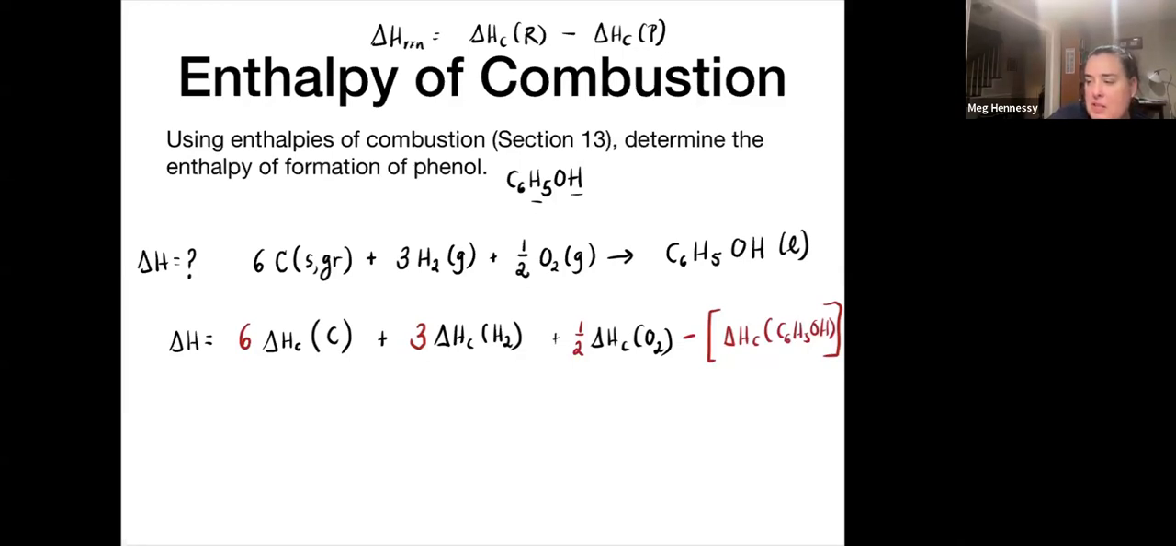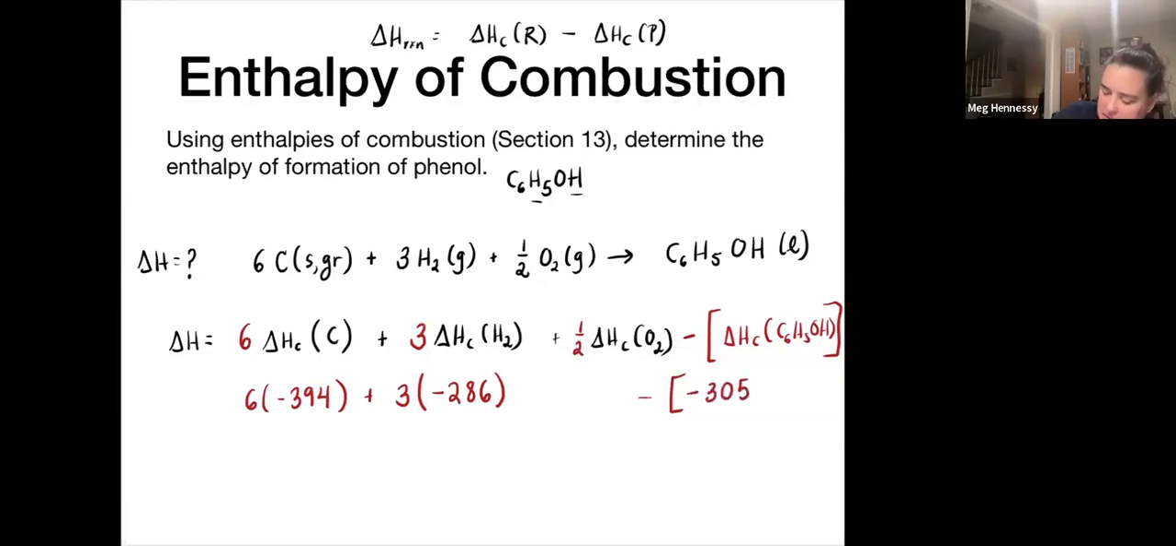So when I look in the data booklet in section 13, some of this data is there for me. The delta H of combustion of carbon is given. The delta H of combustion of carbon is minus 394. The delta H of hydrogen is given. The delta H of combustion of hydrogen is negative 286. But oxygen isn't there. If you have any bright ideas about what oxygen's delta H might be, throw them in the chat. The delta H of combustion of phenol is there. It's minus 3053.